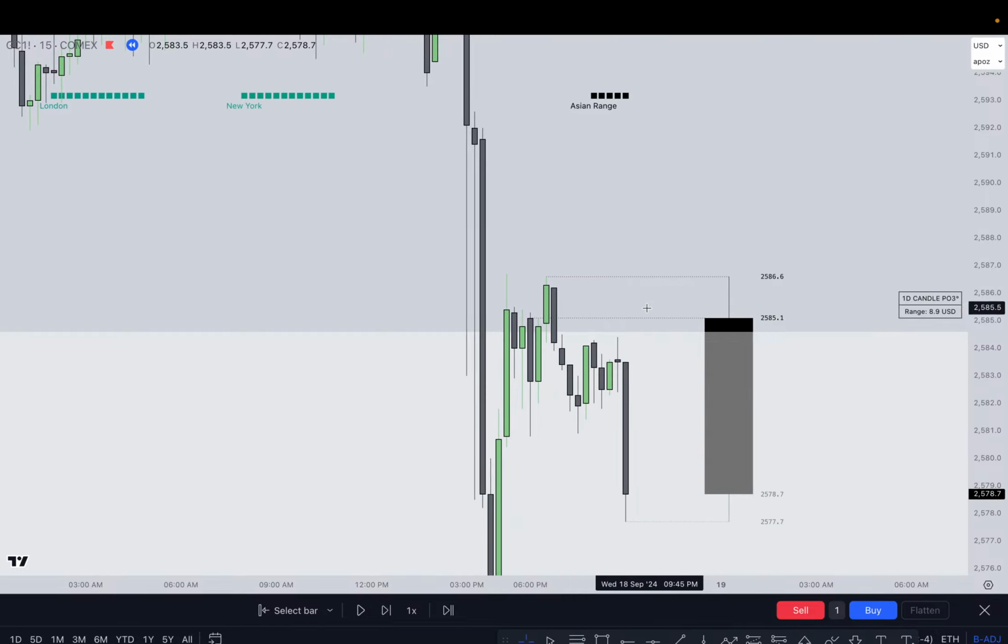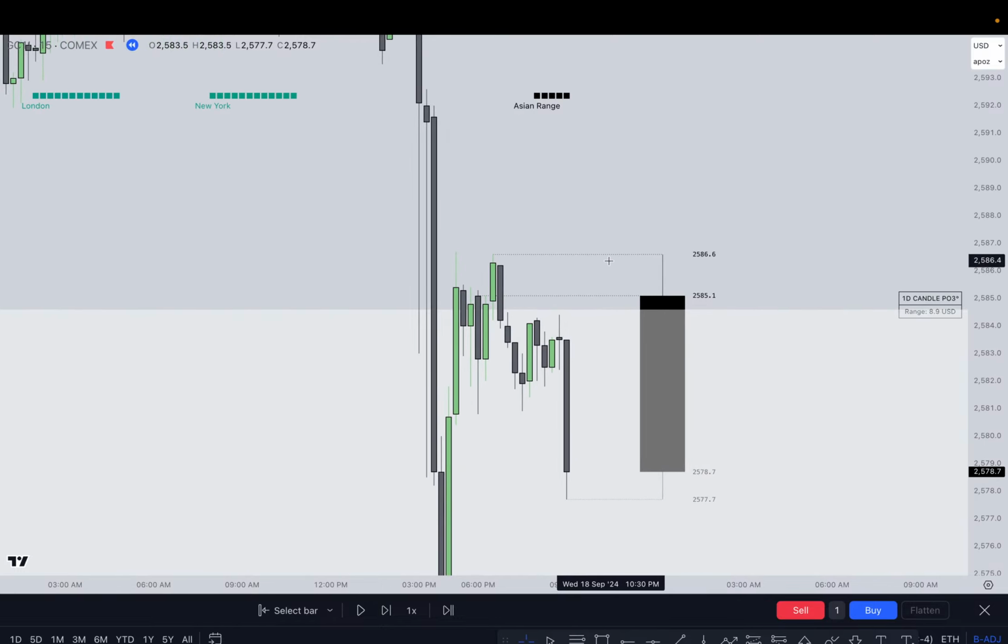There you go. We swept the low. And what happens right here is that the daily candle just created a wick. Not only did we just sweep some equal lows right here, right? We swept some liquidity, but we also just created a big wick on the daily candle. And this is the first step of Asia range.